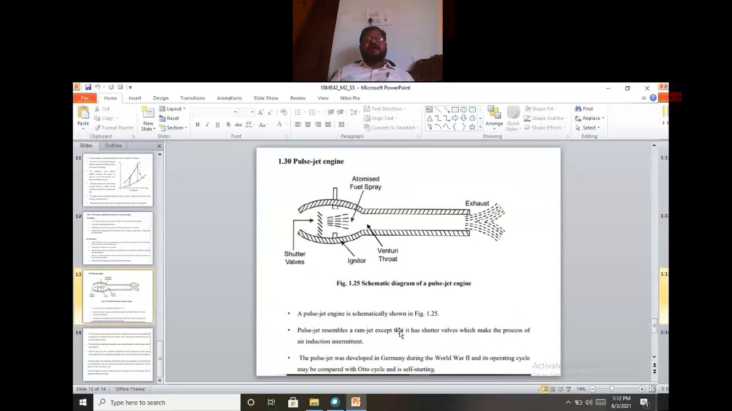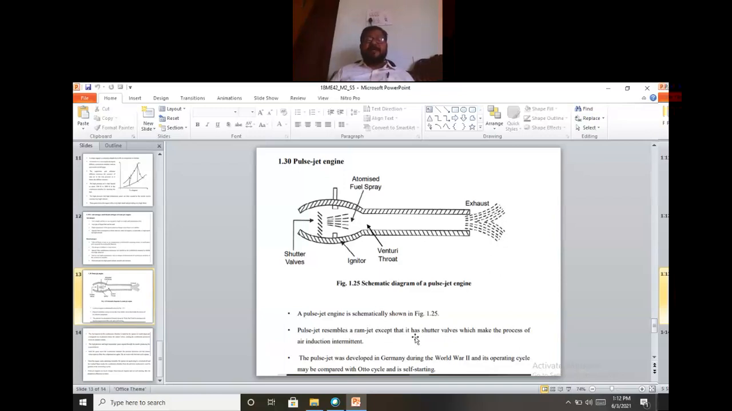The last category is the pulse jet engine. There is a shuttle valve in this pulse jet engine. Along with all the parts of the ramjet engine, the one more part is the shuttle valve. The pulse jet resembles the ramjet engine except for the shuttle valve, which makes the air induction intermittent.